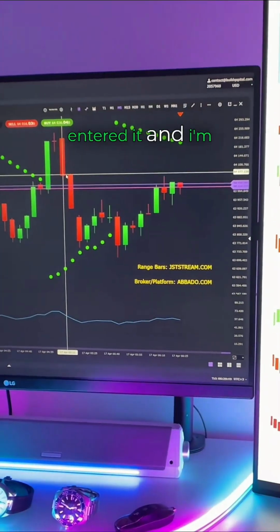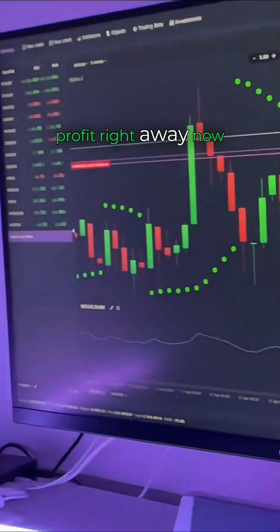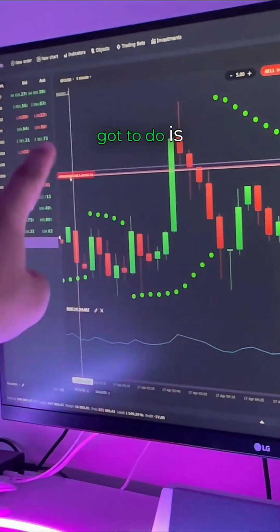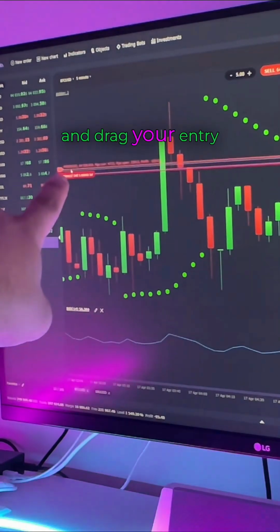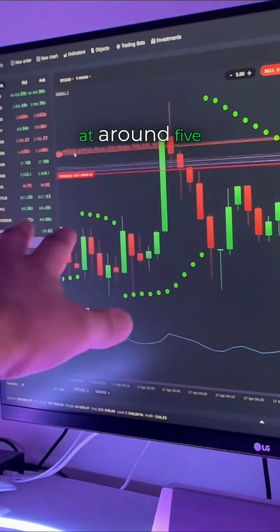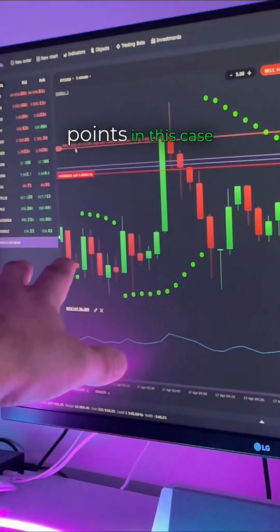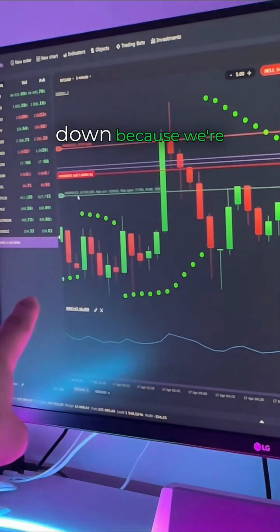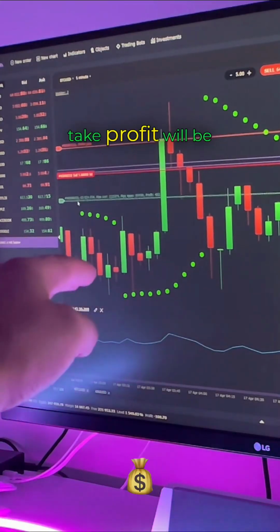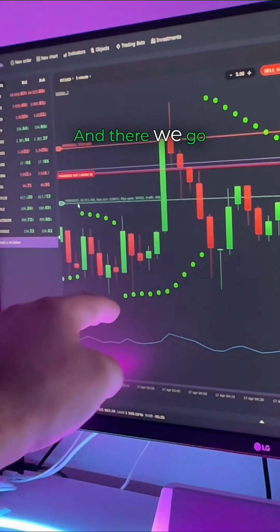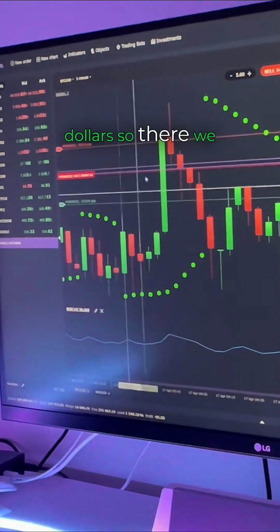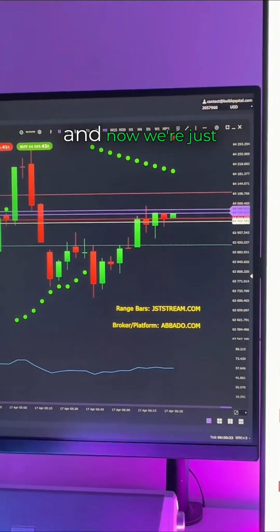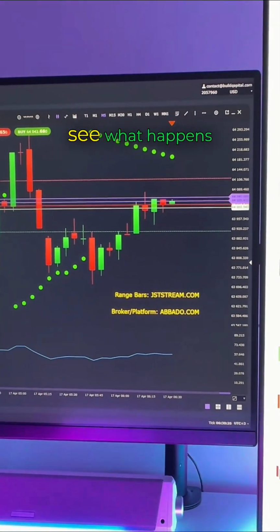So now I've entered it, and I'm going to set my stop loss and take profit right away. Now you guys can see right here on Abato, what you've got to do is click and drag your entry, and I'm going to set my stop loss at around $500, which is 100 points in this case. There we go. And I'm going to let go. I'm going to click and drag my entry down because we're in a short position. Remember, take profit will be below our entry. And there we go. So $500. I've set my stop loss. I've set my take profit on this short position. And now we're just going to let it ride out, and we're going to see what happens.